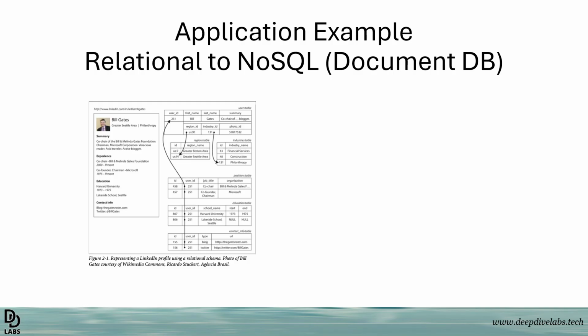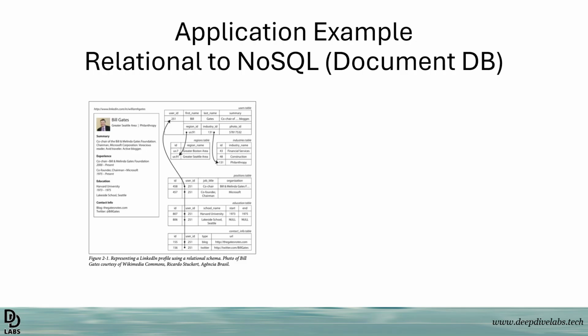There are multiple entities: the user, the region, the industry, position table, education table, the contact information. So why are there so many tables? Because we always believe in normalization of our data. Instead of putting it all in one table, just as a user table, it's important to make sure, because there is one-to-many relationship that can happen, many-to-many relationship that can happen in a relational database.